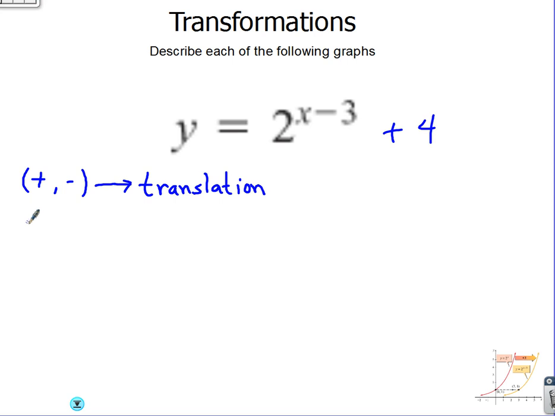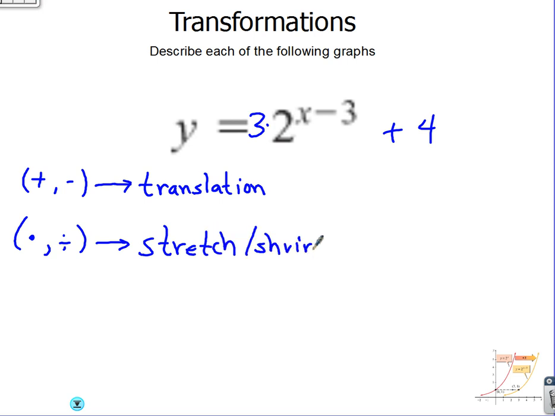Multiplication and division. Remember what those did? If I took this whole thing and put ×3 out front, what's that going to do? Stretch. It's either going to be a stretch or a shrink, all depending on how big the number is, if it's a fraction less than 1, or if it's a whole number greater than 1.